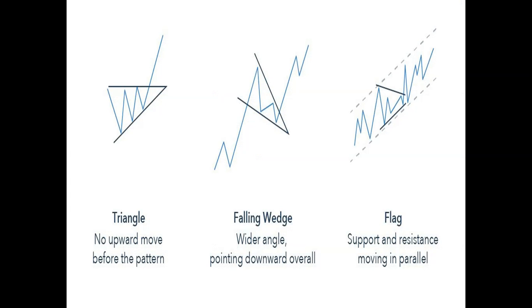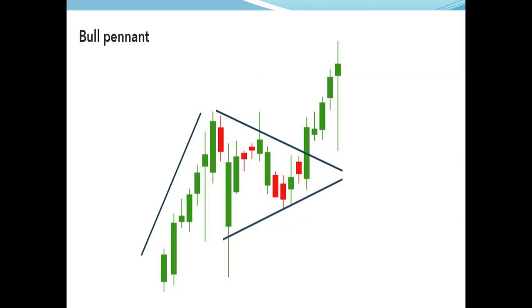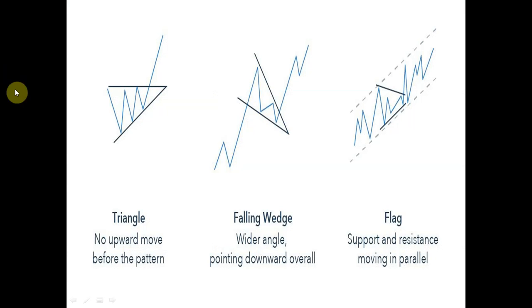So I am showing you the picture because this is really important for you. You must not get confused, so you have a clear-cut view. This is a bull pennant, with the pole and support and resistance merging. Then you see this is a triangle. How a triangle is formed, I already told you. Falling wedge, you have to see this is a falling wedge. Then flag, you see this forms a flag.